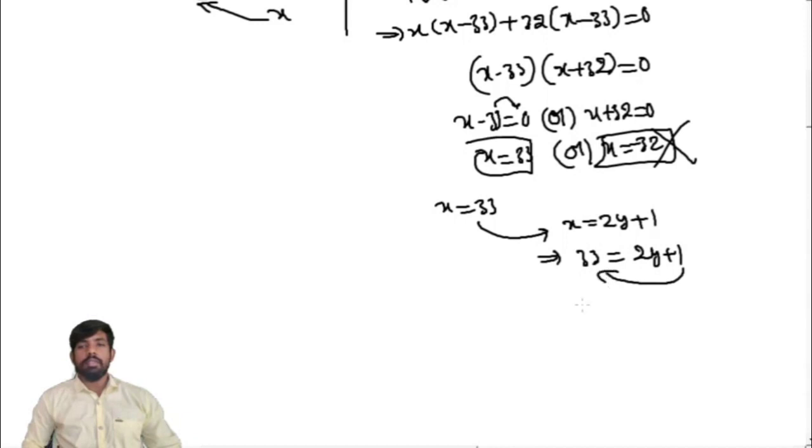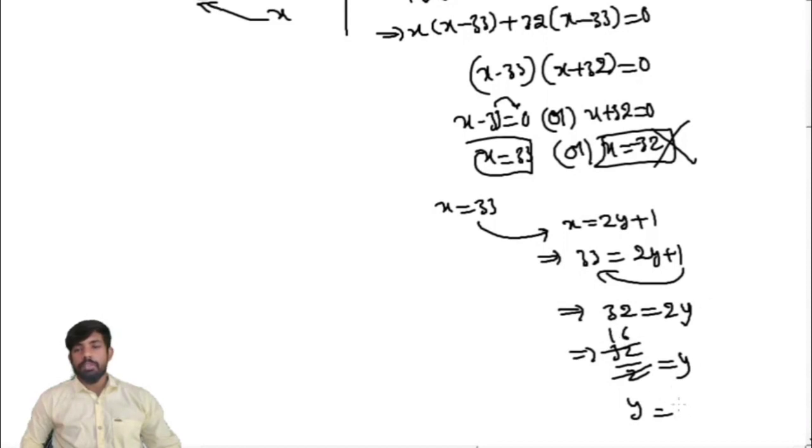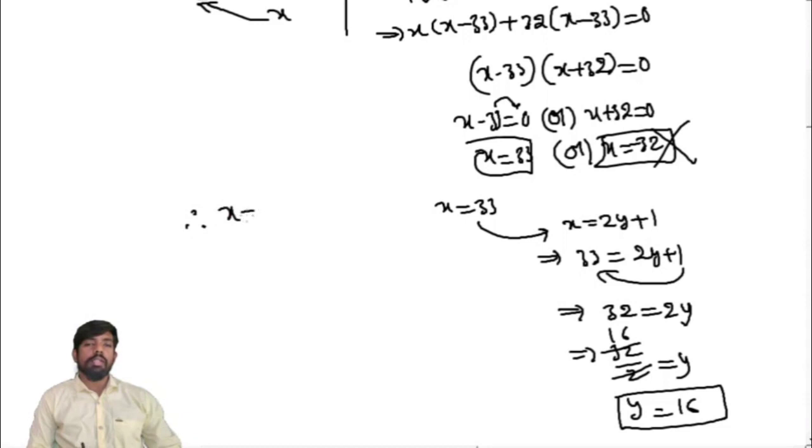Bring this 1 to the left hand side and it will become 32 equals 2y. And bring this 2 to the left hand side: 32 by 2 equals y. Y equals 16. Hence we got length and breadth. Therefore x equals 33 is the length, y equals 16 is the breadth. Therefore this is the solution for the given question.